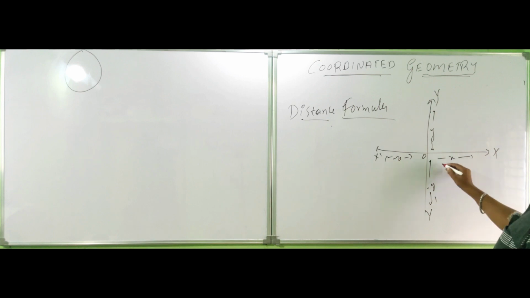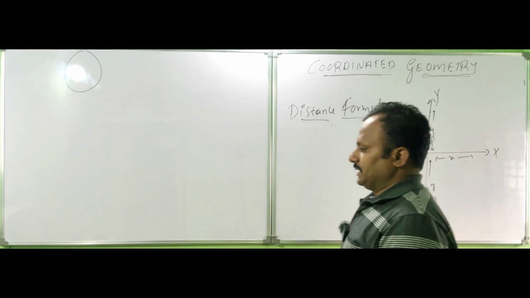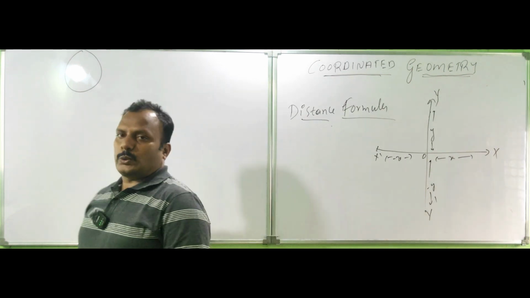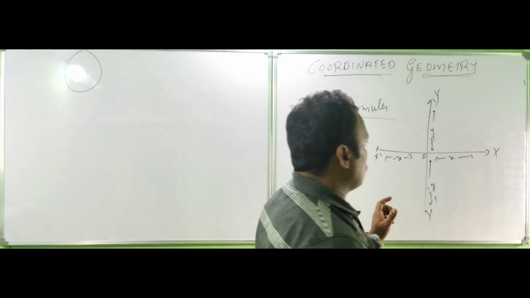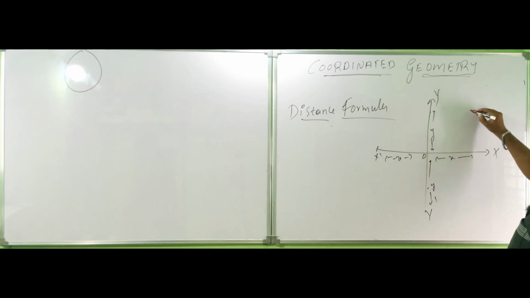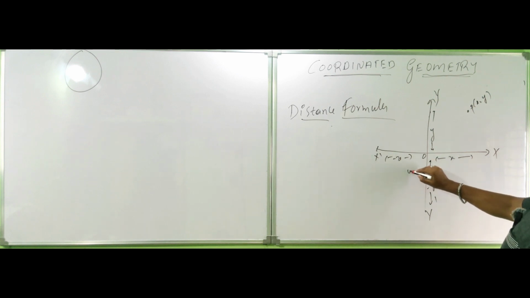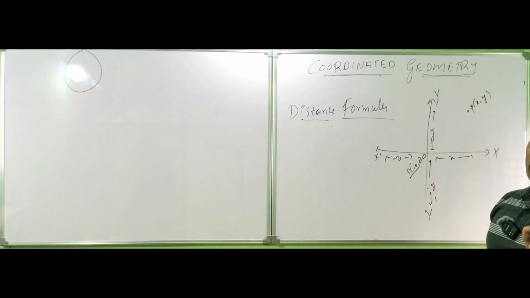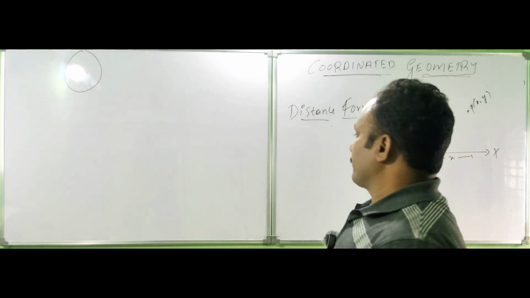Distance formula means the distance between two points. First we discuss the distance between the origin and a given point x and y somewhere else. The origin has coordinates 0 and 0. The origin is a completely assumed reference only.